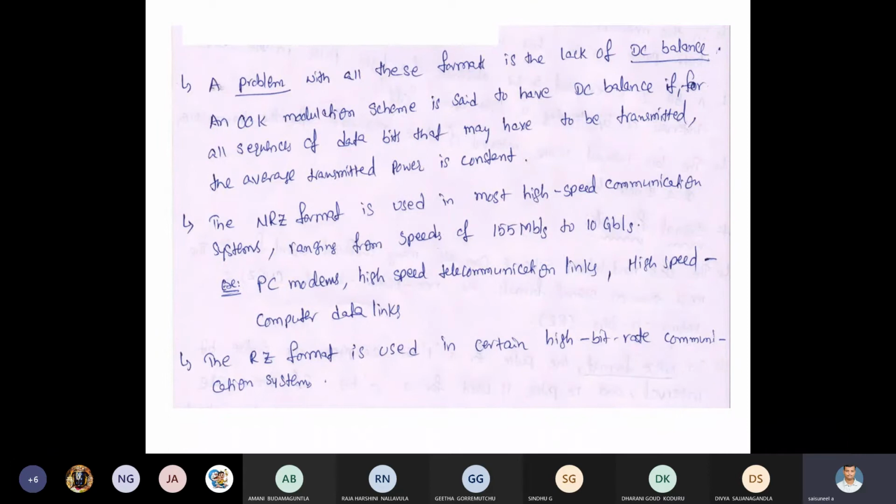And similarly, the return to zero format is used for high bitrate communication systems.